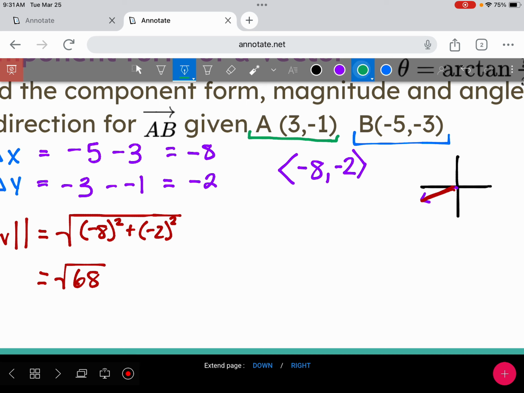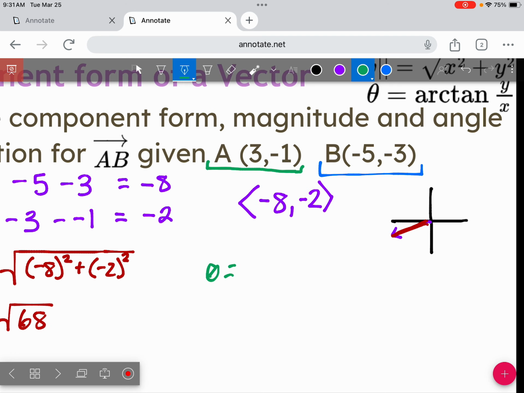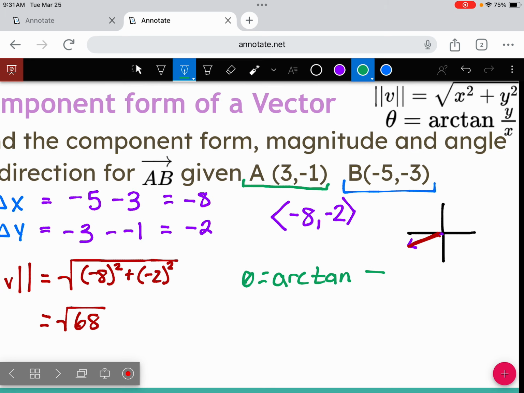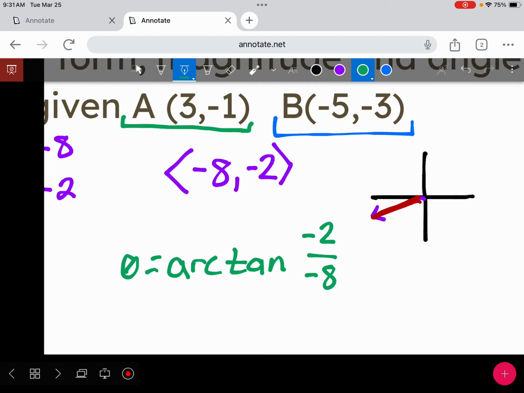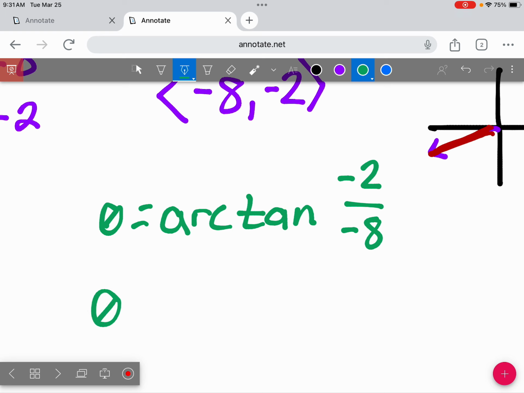And then to get our angle, we do our arctangent, inverse tangent of y over x. So our y is at -2, our x is at -8. What is our theta going to wind up being? 0.04 degrees.